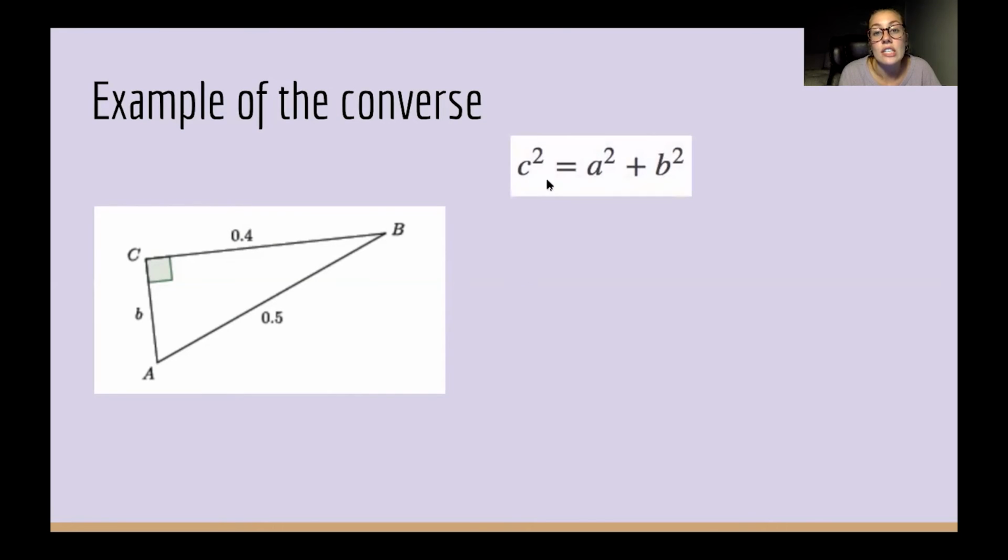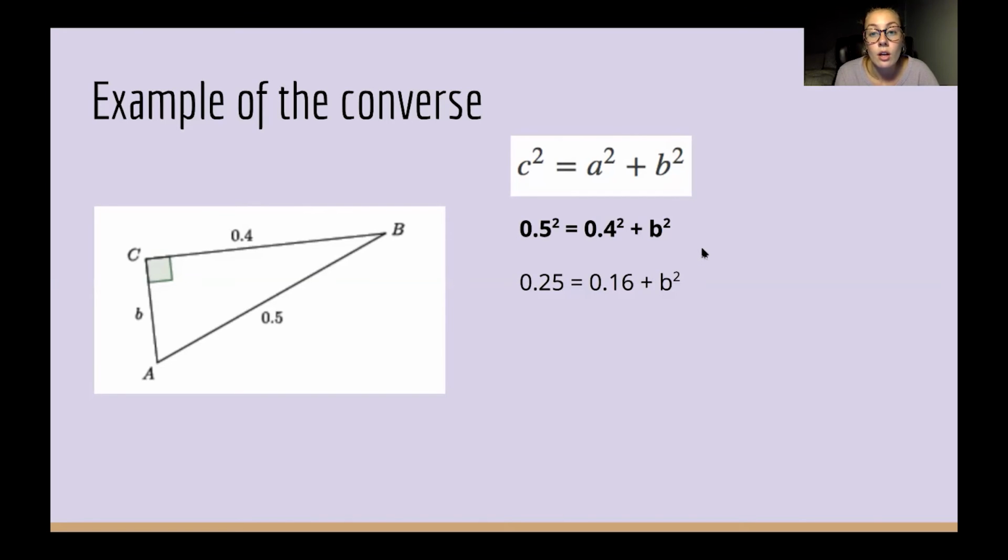So we're going to use this equation, c squared equals a squared plus b squared. So we have our c, which is 0.5, and we have our a, which is 0.4. We don't have our b, so 0.5 squared equals 0.4 squared plus b squared. Well, now what do we do? Well, we know 0.5 squared is going to be 0.25. So we're doing the math. We're multiplying each number by itself. So 0.25 equals 0.4 times 0.4, which is 0.16. And we still don't know our b.